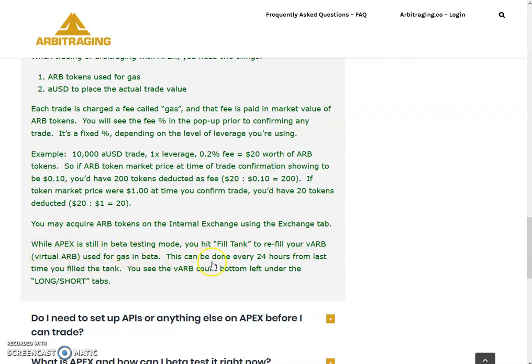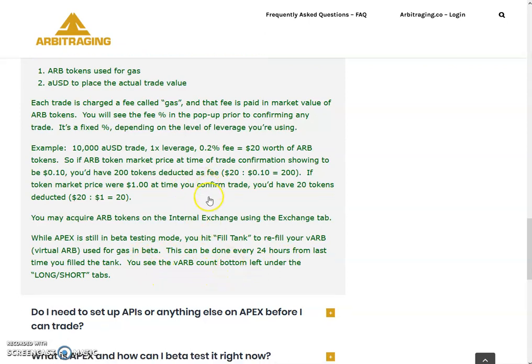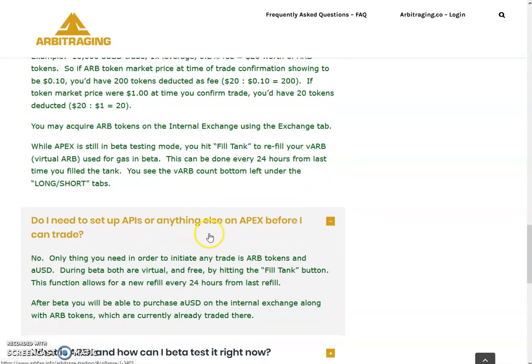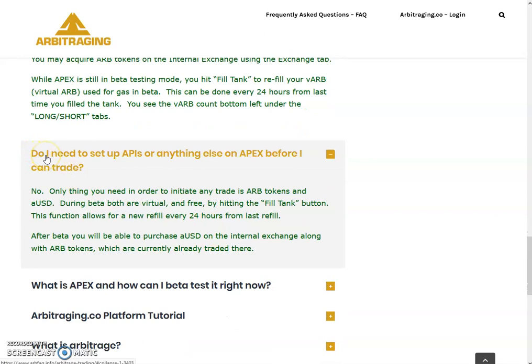Okay, and at this time we are in the beta testing mode, so you can get the virtual ARB and virtual AUSD by clicking on the gas tank button. After every 24 hours, you can fill your gas tanks, and you see virtual ARB at the bottom under your long short tab. Okay, you already know about that. Now move to the next question.